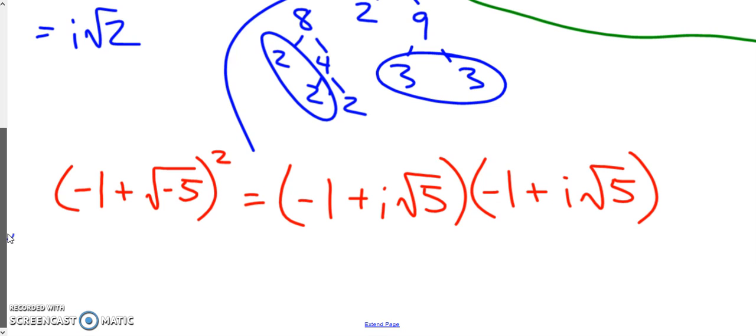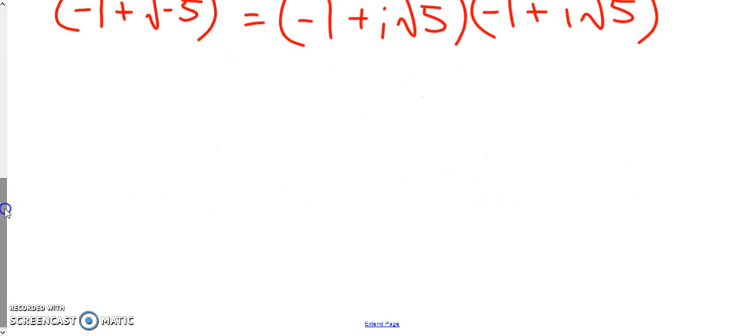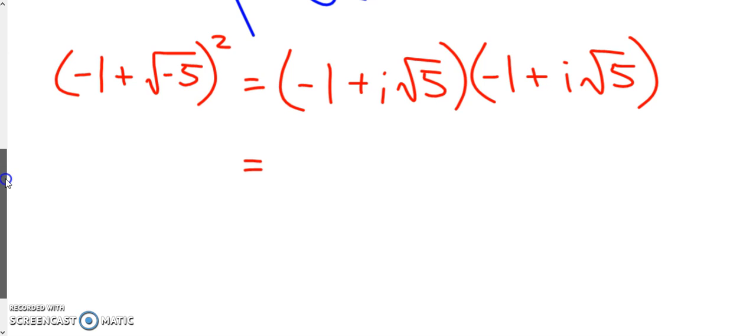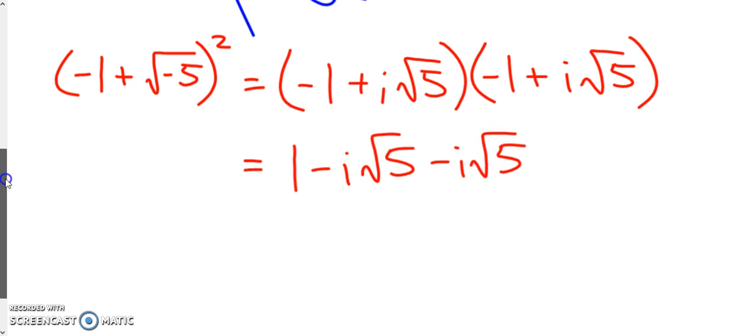And then all we have to do is FOIL this. So -1 times -1. This is where you tell me what that is. 1. Then -1 times i square roots of 5. And then i square roots of 5 times -1 would be the same thing. And then that times that. What's the square root of 5 times the square root of 5?